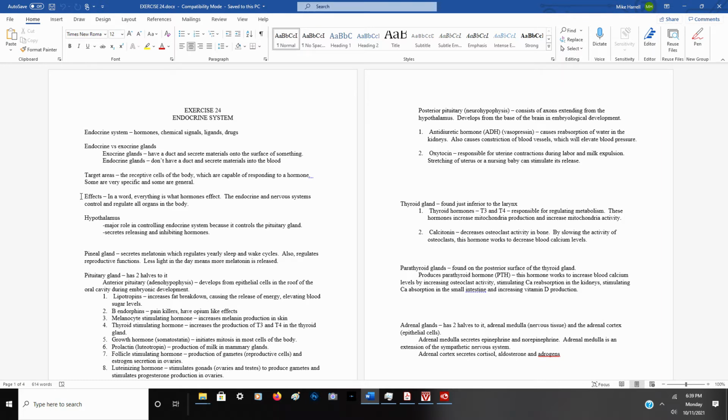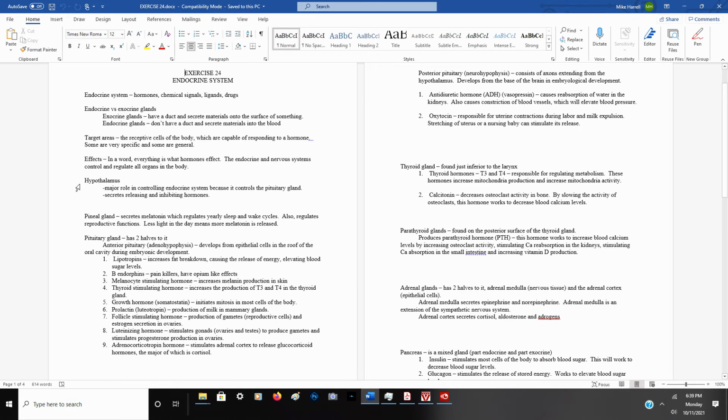Always remember there's 3 things you really want to know about all these hormones. Where is it made? Where does it work? And what does it do? That's why your book will always talk about production site, target tissue, effects. Where is it made? Where does it work? What's it do? So let's start here with the hypothalamus.